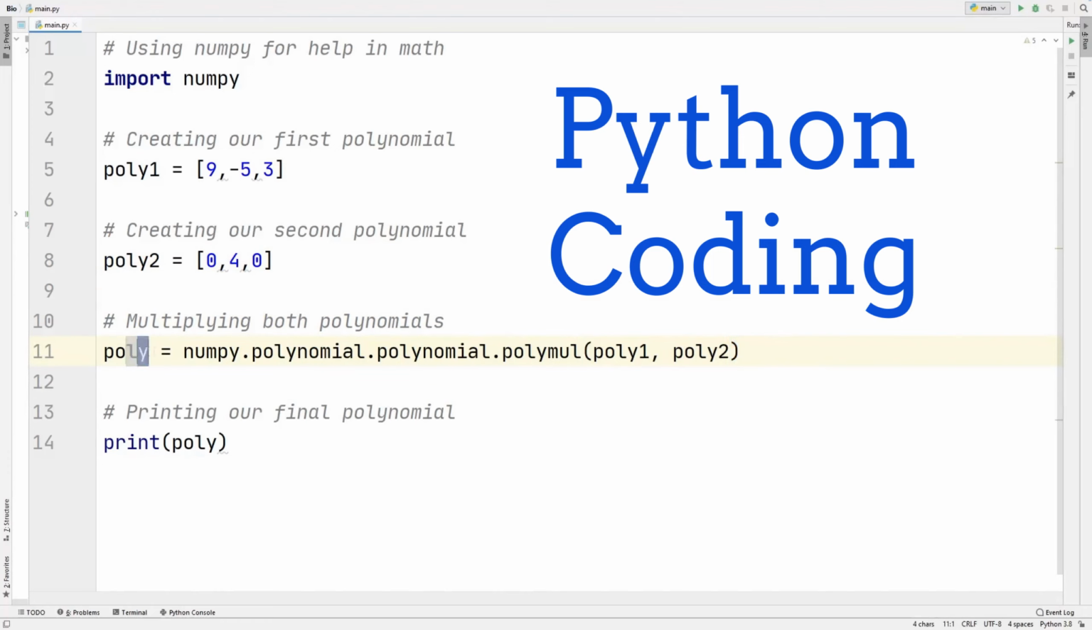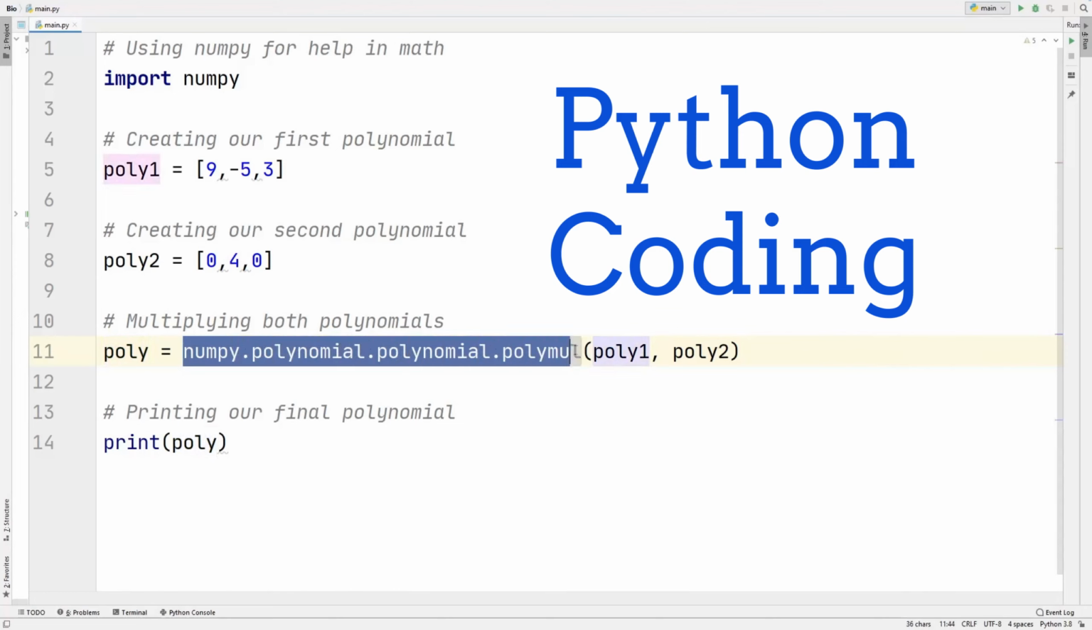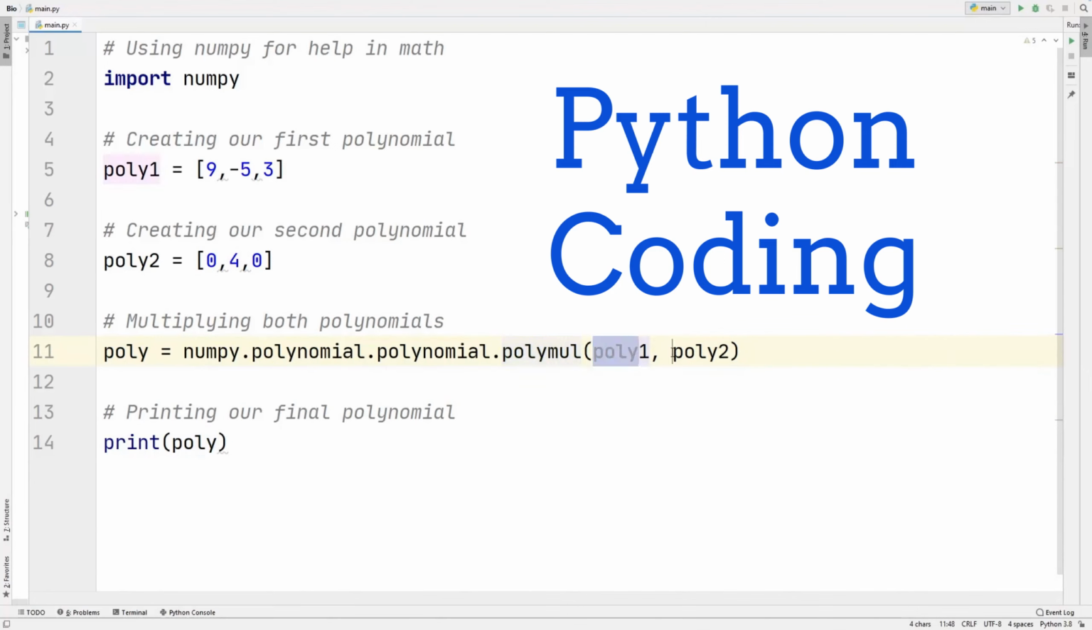We're creating a new variable called poly, and we assign it numpy.polynomial.polynomial.polymul, and then in brackets poly1, comma poly2. This basically multiplies both polynomial 1 and polynomial 2. Once it has multiplied them, we're going to be printing out the poly right here, and then we should be able to see the answer to this equation.